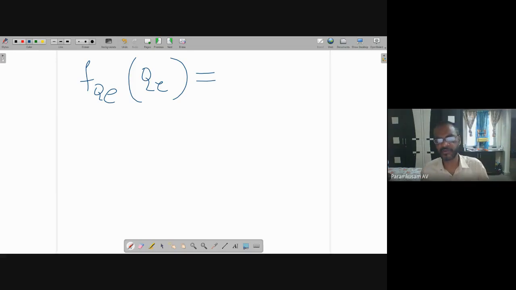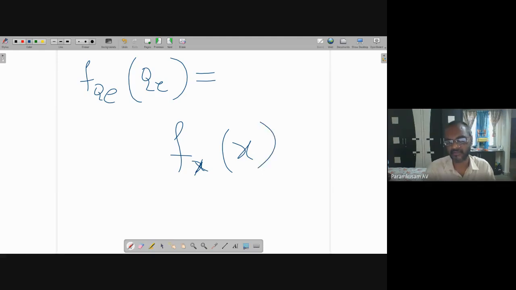Do you remember the probability density function notation? f_X(x), where x is the random variable. Here, quantization error QE is the random variable. If QE is x, then it looks like f_X(x). So this is the probability density function.